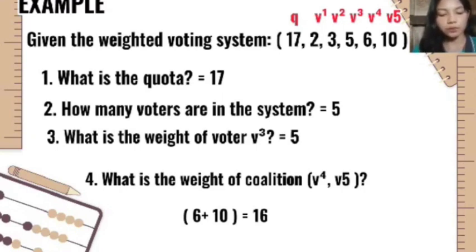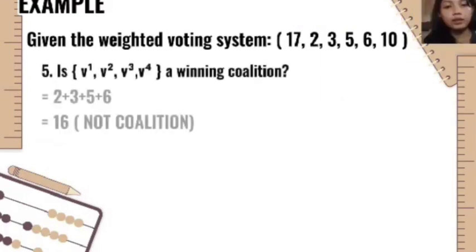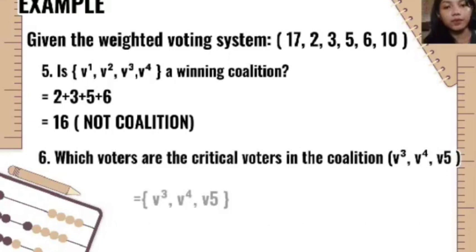What is the weight of voter V3? The weight of voter V3 is 5. What is the weight of coalition V4 and V5? The weight of V4 is 6 and V5 is 10. So 6 plus 10 equals 16. Is V1, V2, V3, and V4 a winning coalition? So let's try this. Kapag inadd natin yan, 2 plus 3 plus 5 plus 6 equals 16. 16 is less than 17. So hindi umabot sa quota. This is not a winning coalition.